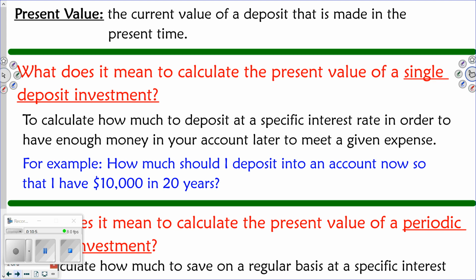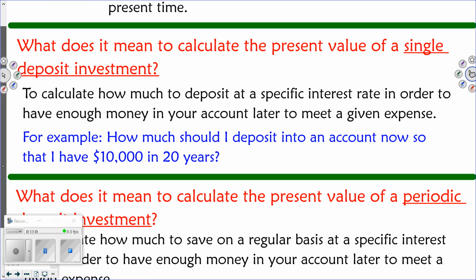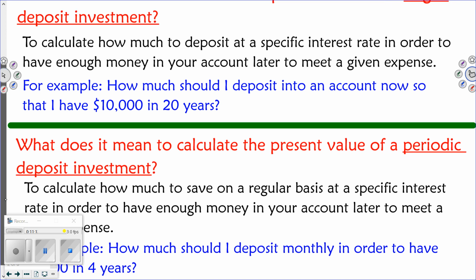Okay? So in my mind, this one gets a little tricky because I'm like, oh, I want to see how much I have in the future, right? But no. How much do I deposit presently, right now, so that I can have that? The future one is asking how much money will I have in the future? Okay, so I know these can be a little tricky.